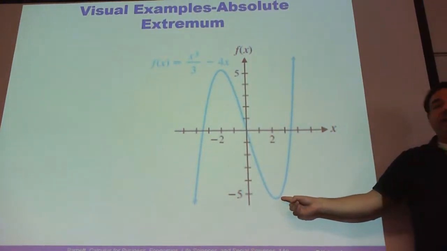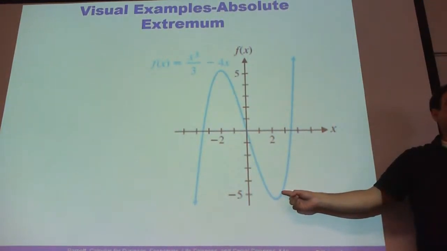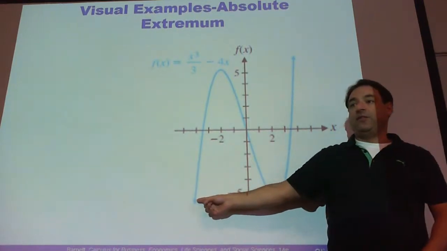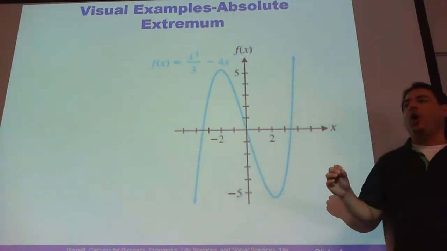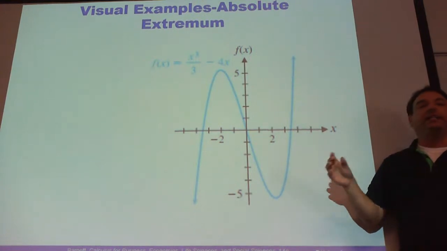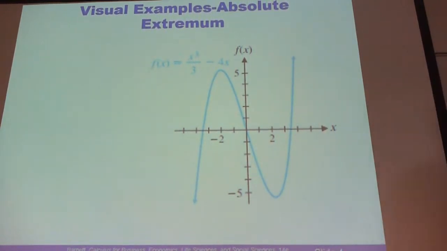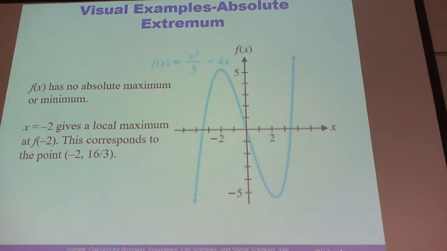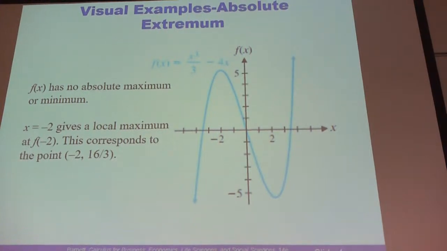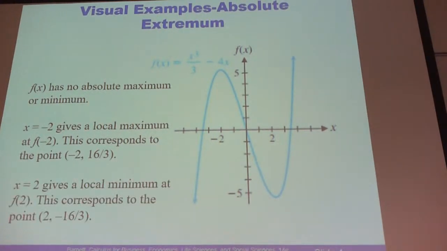Is this an absolute min? No. Why not? The graph goes down forever. So you may be thinking, oh, it's the lowest of the lows. It's the lowest point in the entire graph to be an absolute. Okay? And again, we're just going to look at some pictures to begin with. So in this case, there is no absolute max or minimum. We have a local max and a local min, but we don't have an absolute max or min.